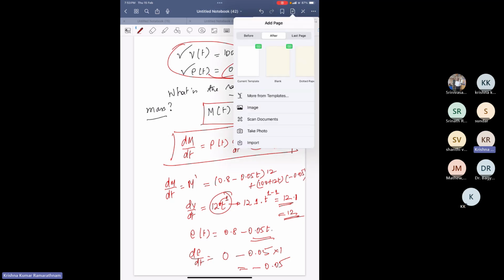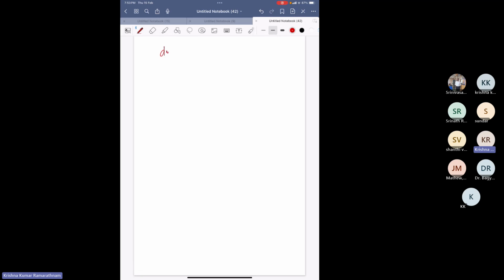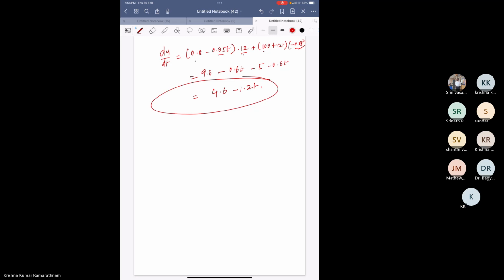So let me write that whole thing for you again. Which means that dm by dt is equal to first term, 0.8 minus 0.05t multiplied by 12, plus second term, 100 plus 12t multiplied by minus 0.05. When you multiply, the first product becomes 9.6 minus 0.6t, and the second becomes minus 5 minus 0.6t. So this becomes 4.6 minus 1.2t. So that is the rate of increase of the mass. Now, rate of increase of the mass or rate of decrease of the mass? That's the next question.